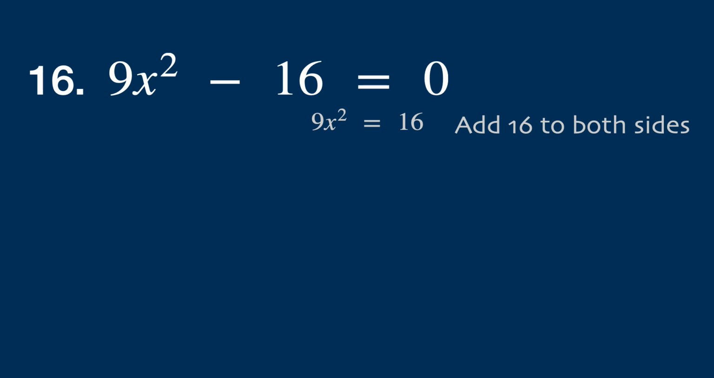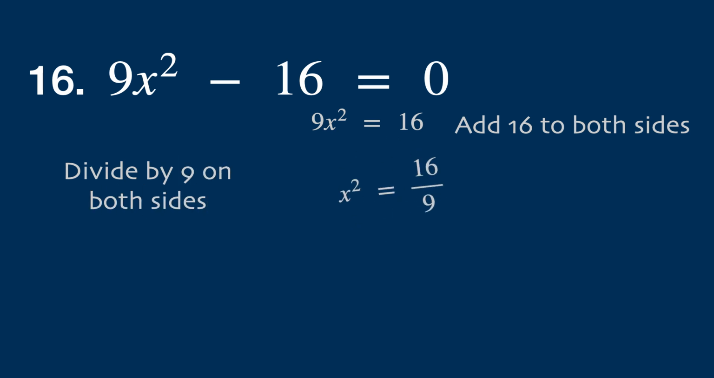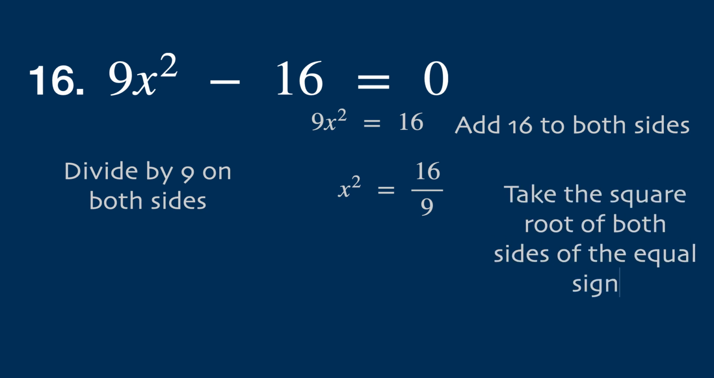All right, now what happens when I divide both sides by 9? I'm going to get x squared equaling 16/9. Oh dear. Well, I can continue and take the square root of both sides of the equal sign. So I'm going to have the square root of x squared and the square root of 16/9. Well, that means I'm going to take the square root of 16 and the square root of 9.